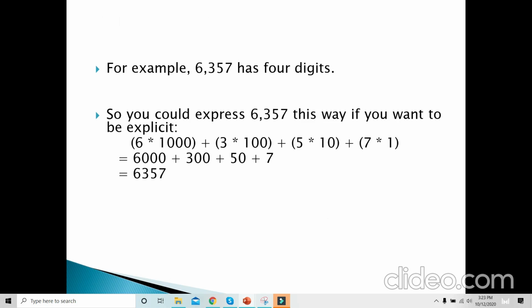You could express 6,357 this way if you want to be explicit. 6 times 1000, 3 times 100, 5 times 10, and 7 times 1, and the total of it would be 6,000 plus 300 plus 50 plus 7.